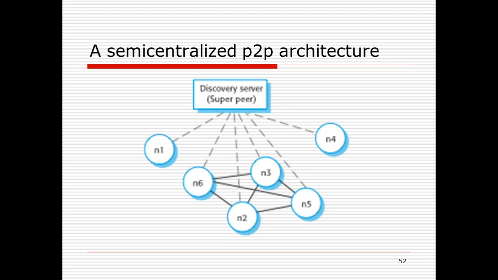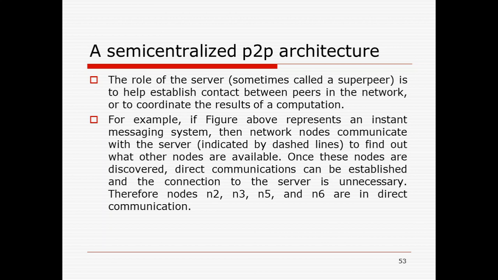A semi-centralized peer-to-peer architecture can be of this sort. You have a number of peers which are connected among themselves, but there is also a super peer, which coordinates the activities of these peers. The role of the super peer is to establish contact between the peers in the network and to coordinate the results of computation. So they take the initiative in establishing contact between the peers and also coordinate the results of the computations.